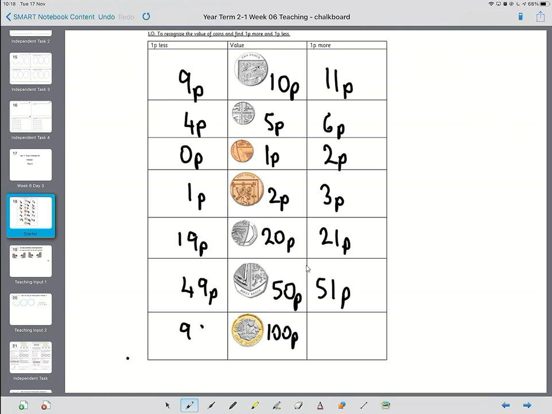So one less is 99p, and one more is what we did using the tens and ones yesterday, and that is 1p. Okay, so £1 and 1 pence, or 101p. So that's the end of today's starter. Okay, the next thing we're going to do is revise what we did yesterday.